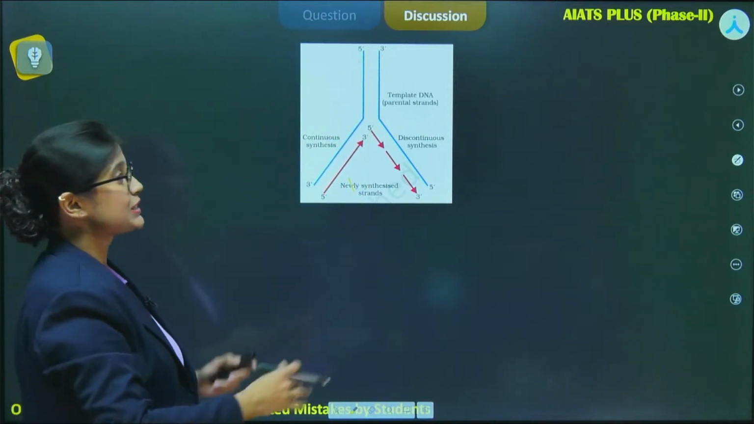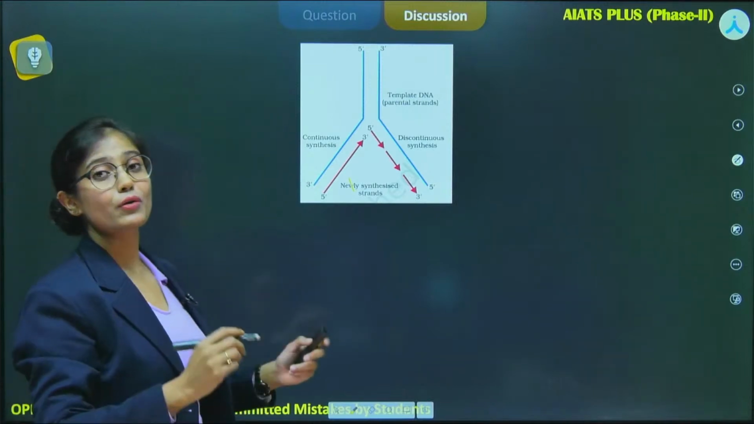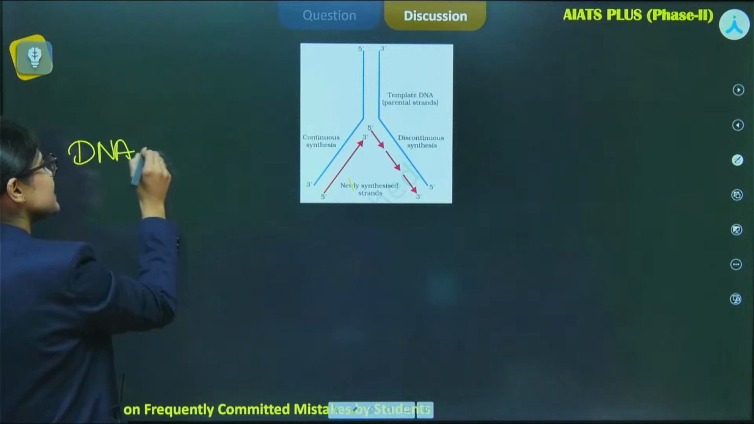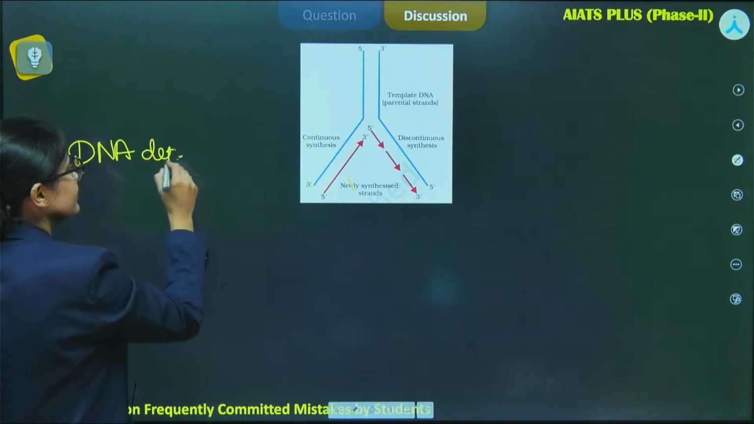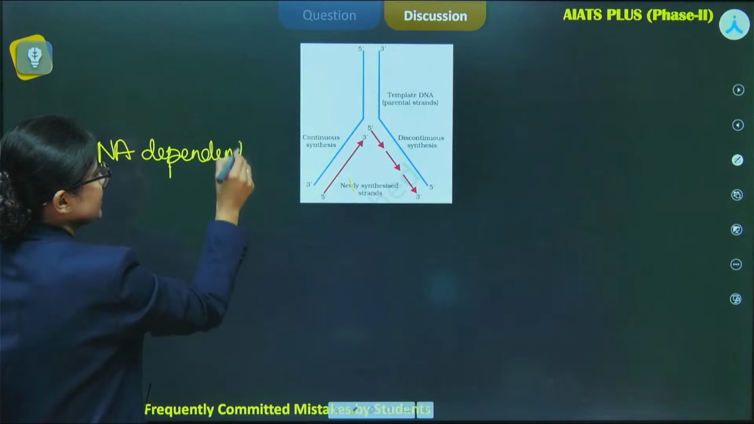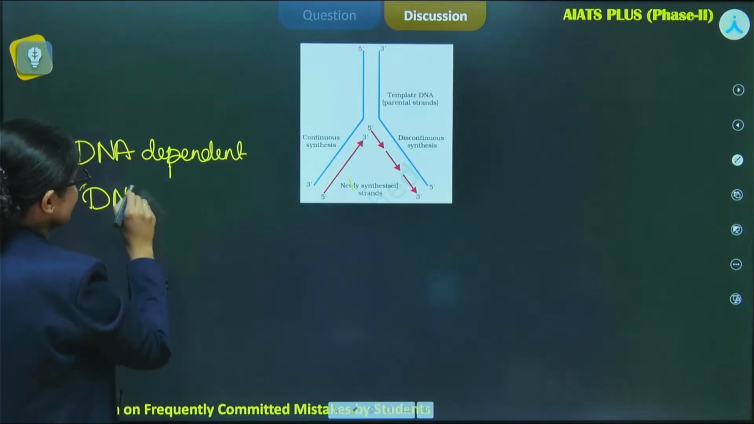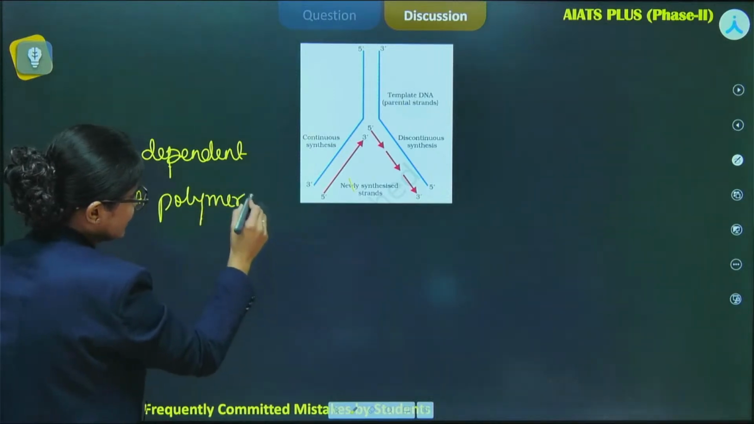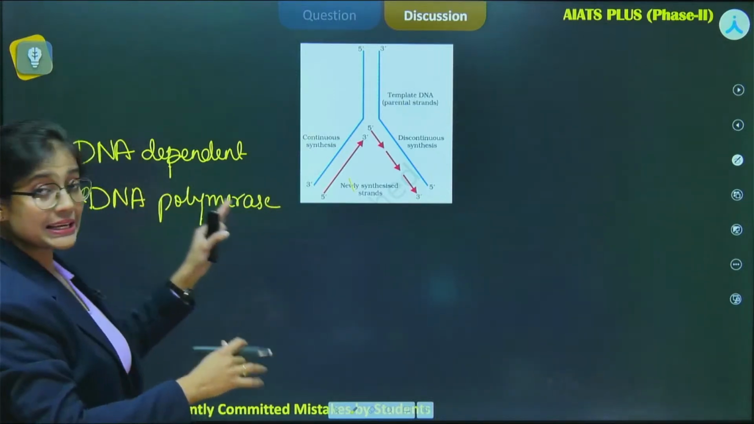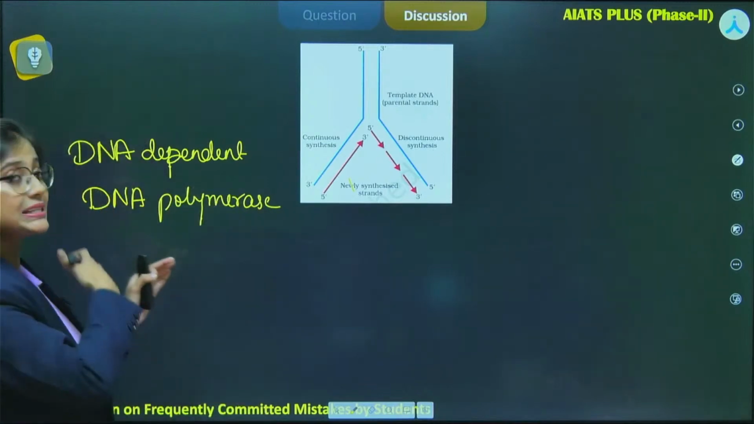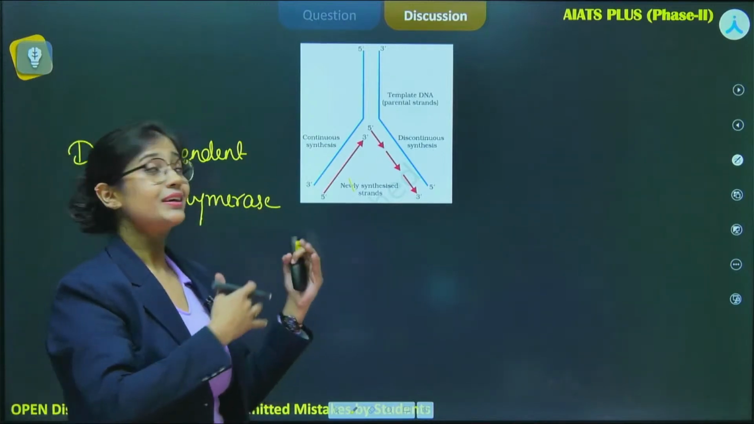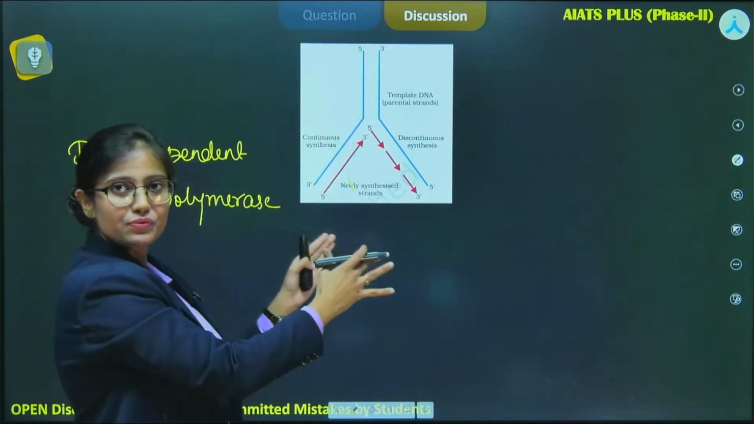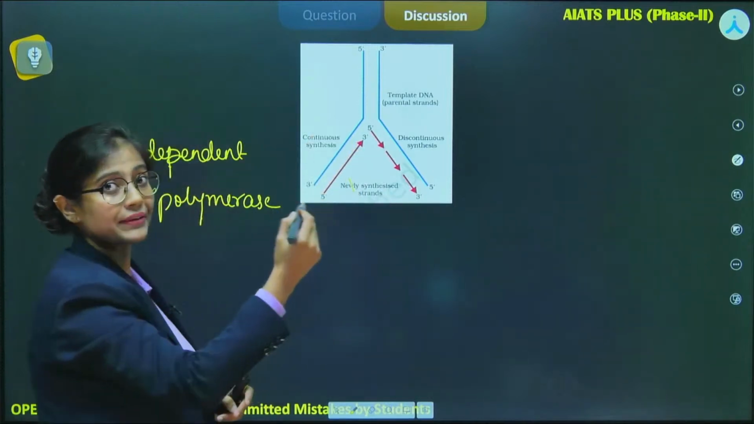Fifth step, that is polymerization, where the role of the enzyme is very important: DNA dependent DNA polymerase, a very important enzyme for the process of DNA replication. Here you can see in the name itself that it is polymerizing the DNA by depending on the DNA template itself. Okay, so here the replication fork is formed. Now let's see the polarity.